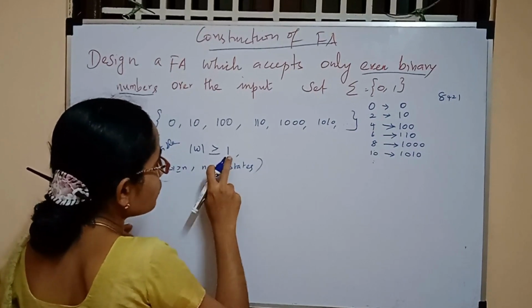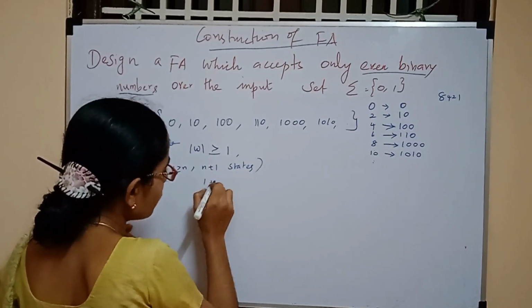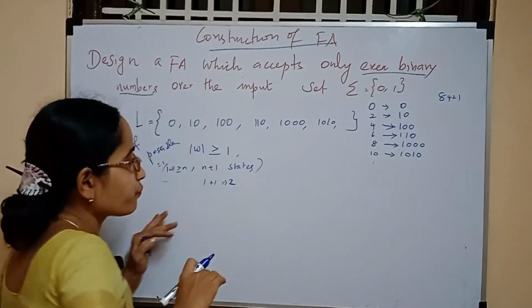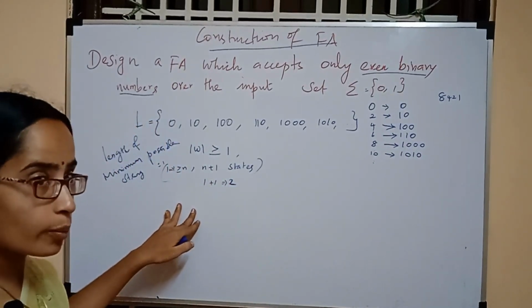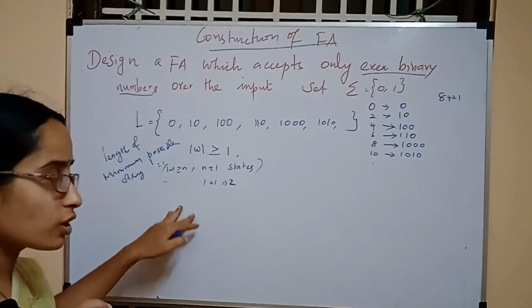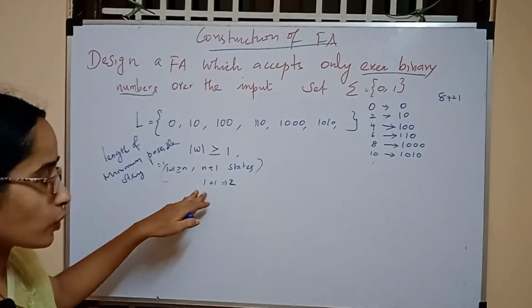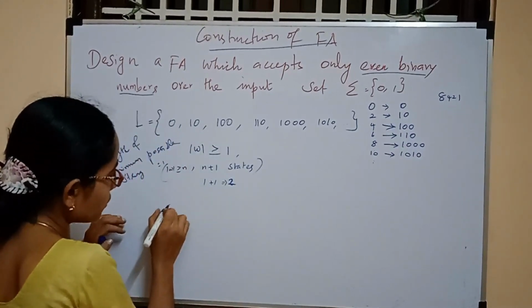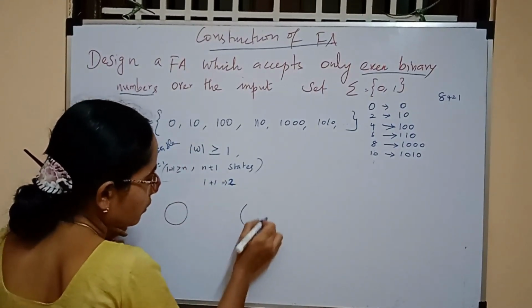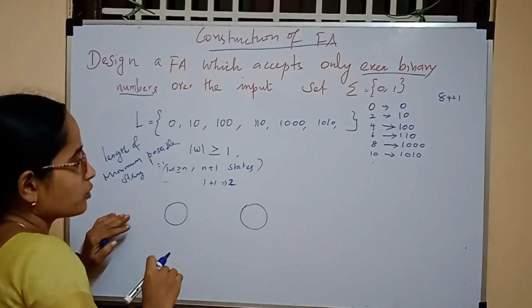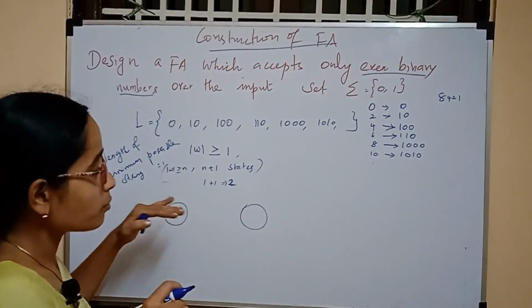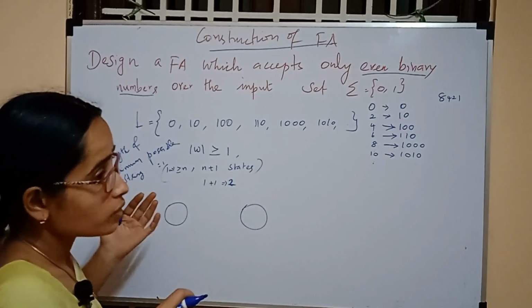So n plus 1, here n is 1, so 1 plus 1 you will get 2 states. Upon using this formula you are deciding the number of states here. So you have 2 states. One will be here and another will be here. I'm just forming a skeleton here. So one by one, step by step, we are going to improve the structure, right?